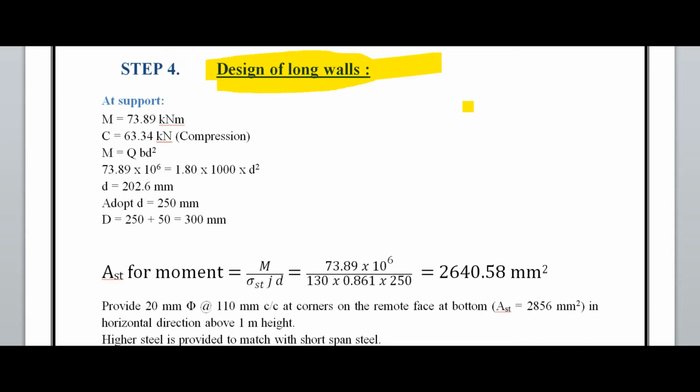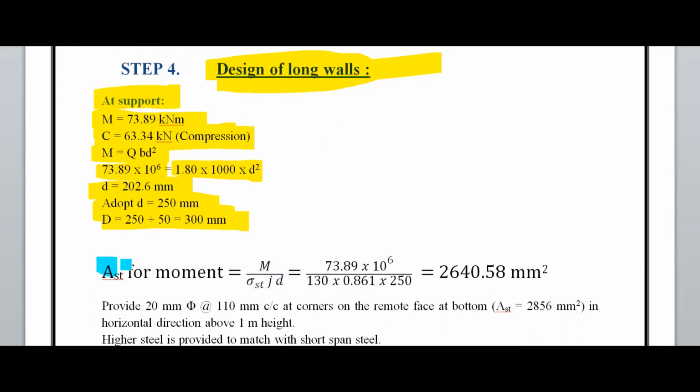First of all, we calculate the moment at the support as well as at the center, and the tension force and compression force. At support, the moment is 73.89 and the compression force is 63.34. M is equal to QBD square, where D is the depth. By solving this equation, we found the depth, meaning the thickness of the wall, is 3000 mm.